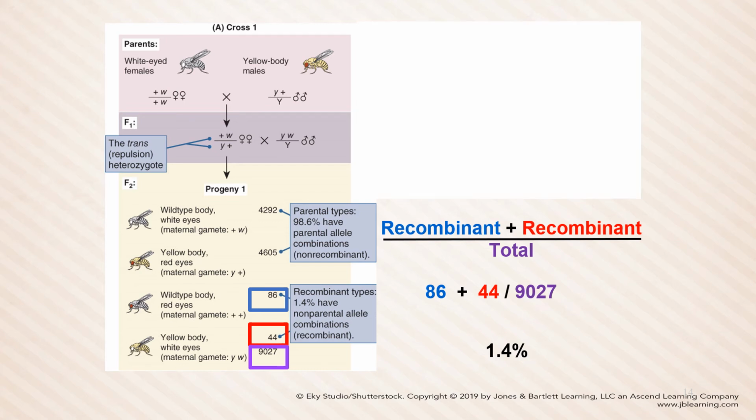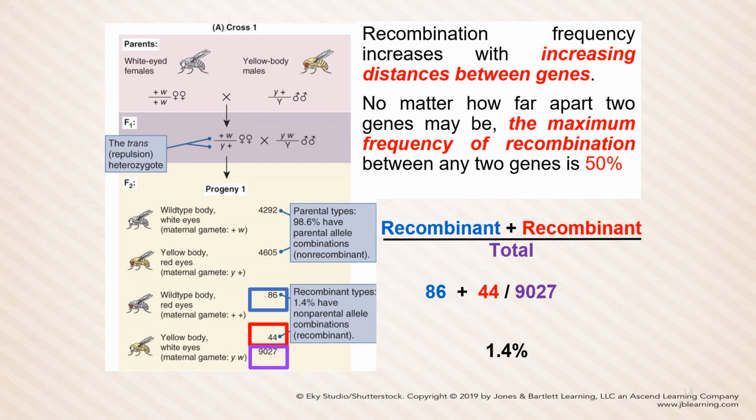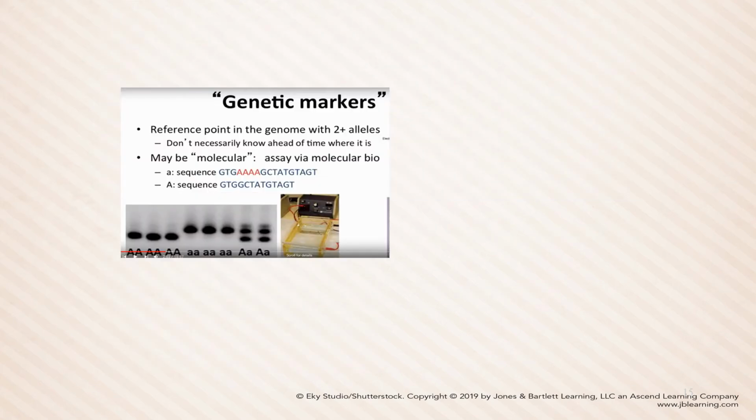And why is this number important? Because the recombination frequency increases with increasing distance between genes. So these ones are very close to each other, even more than the white eye gene and the miniature. And no matter how far apart those genes may be, the maximum frequency of recombination between two genes will be 50%, which is the normal amount under independent assortment.